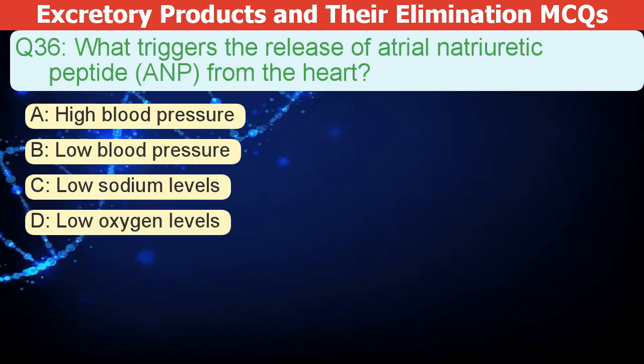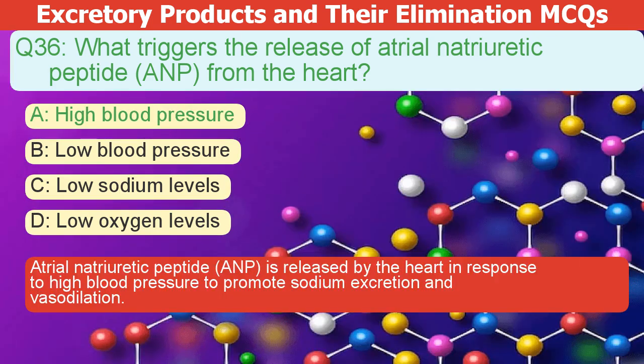What triggers the release of atrial natriuretic peptide, ANP, from the heart? A. High blood pressure. B. Low blood pressure. C. Low sodium levels. D. Low oxygen levels. The correct answer is A. Atrial natriuretic peptide, ANP, is released by the heart in response to high blood pressure to promote sodium excretion and vasodilation.